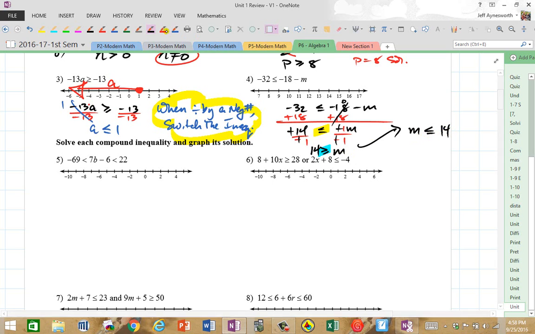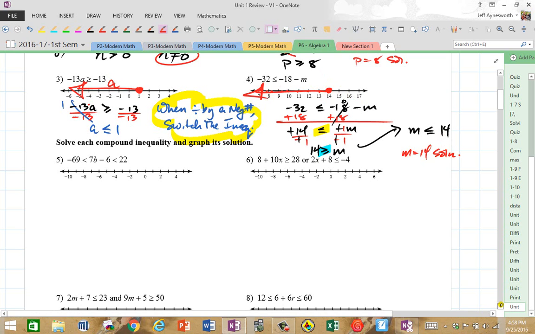This makes more sense. All right, so 14 is a solution. So m equals 14. It's a solution right here. So we're going to go closed here. All right, and all numbers less than or equal to 14 are like 13, 12. I mean, all of these numbers, right? So you have to graph to the left. They would only make sense. Okay.